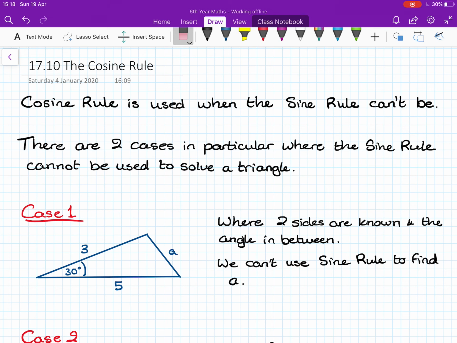Like the sine rule, the cosine rule is used only with non-right angled triangles. And we use the cosine rule when the sine rule won't work. There's two potential cases that you'll be given in the questions for your course.